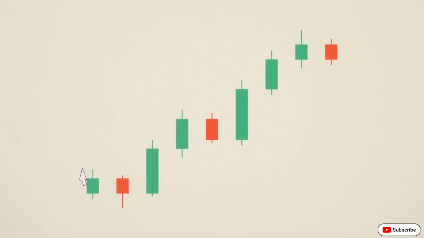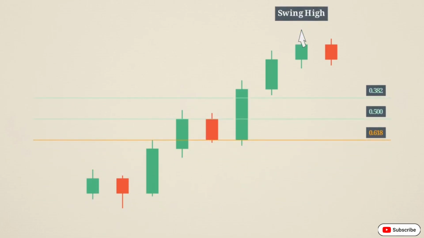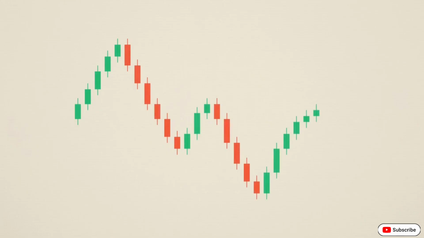To apply the blueprint to an uptrend, click the swing low at the bottom and drag the grid straight up to lock on to the swing high wick. If the market is in a downtrend, you do the exact inverse. Start at the top, swing high, and drag the tool down to the bottom, swing low. Once drawn, our focus shifts to the area between the 0.5 and 0.618 lines.